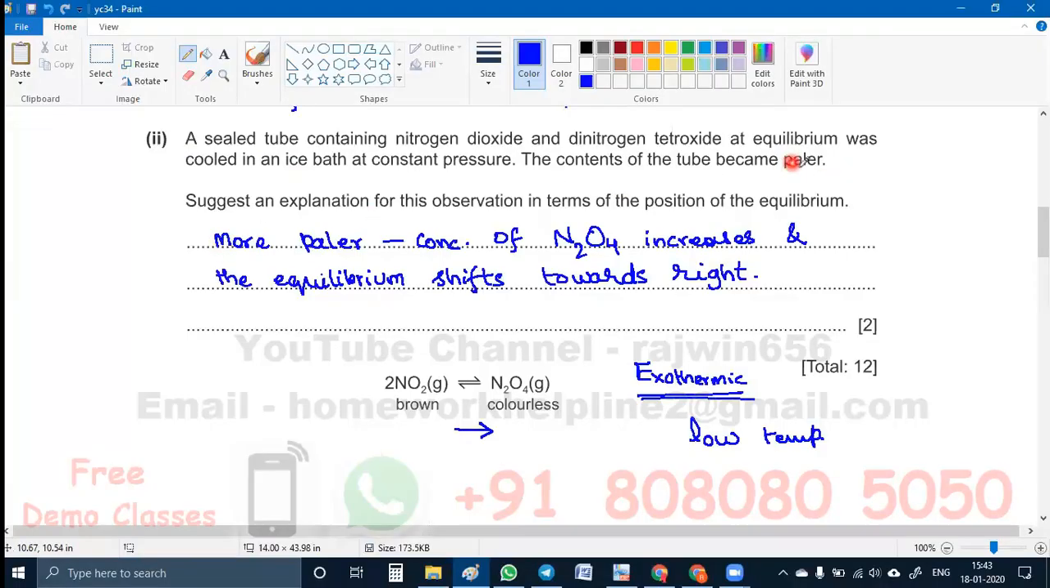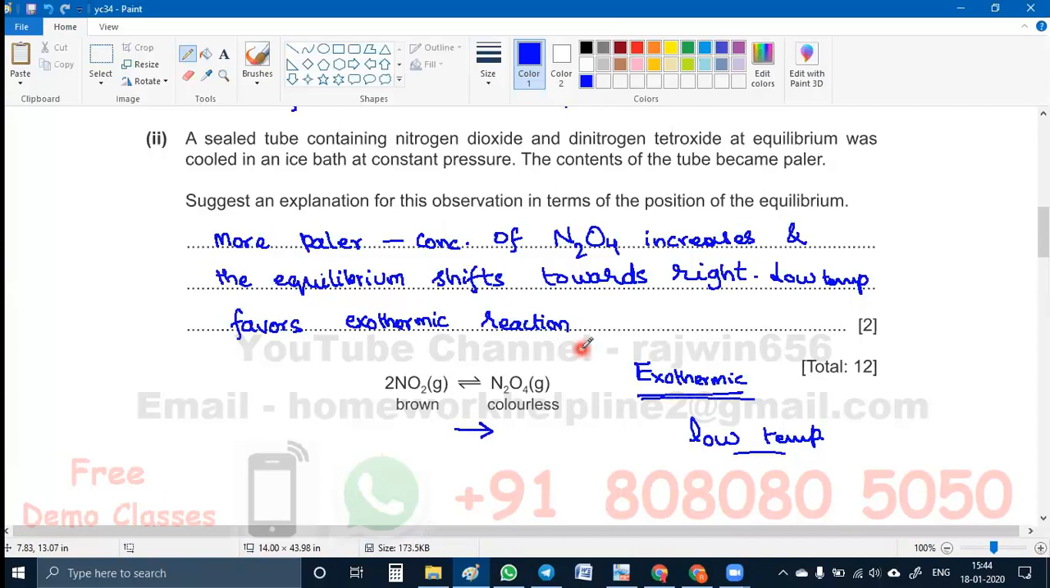Okay, we are getting more paler color. So the concentration of N2O4, which is colorless, this increases. The equilibrium is shifting towards right. And this obviously is going to take place for exothermic reaction because we are cooling it in an ice bath. So low temperature is favoring the exothermic reaction. You can take down this answer. If you have any questions, you can ask me.